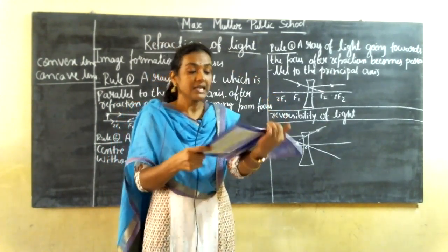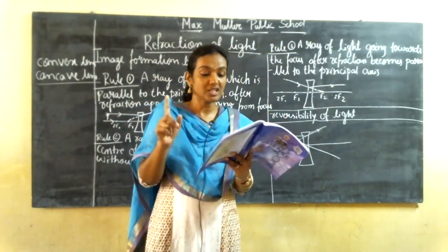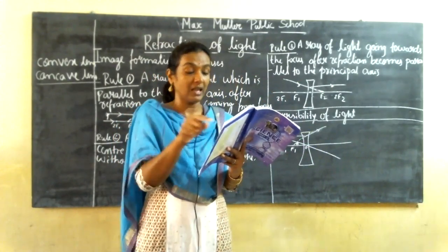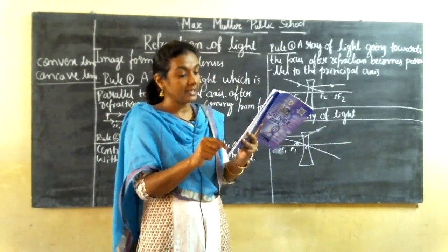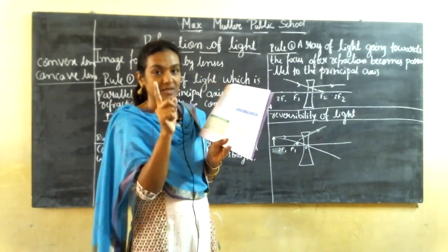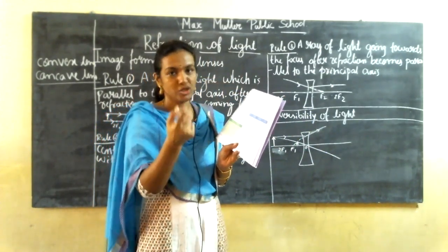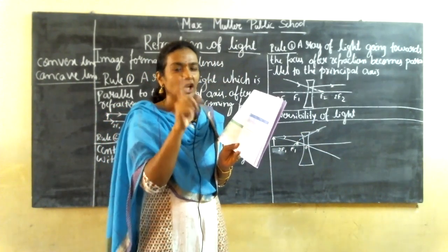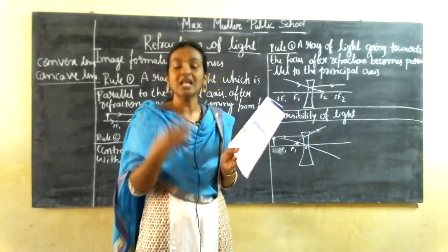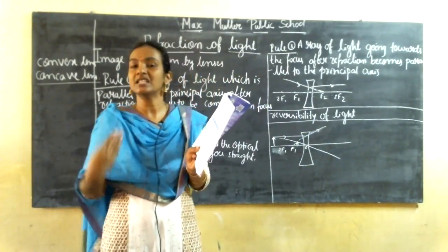What is the relative size of the image, what is the position of the image, and what is the nature of the image? They have given it in the table also, on page number 89. Position of the object: when the object is at infinity. Whenever you use the words position of an object, it means whether it is away from the lens or near the lens.